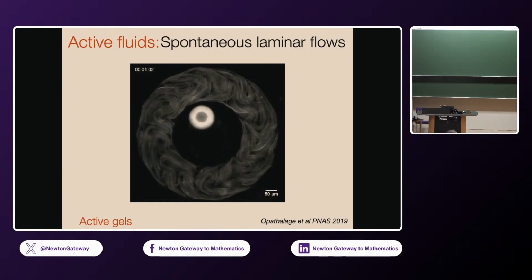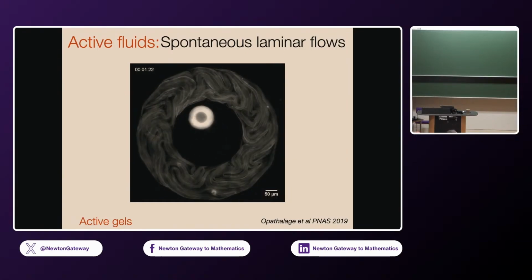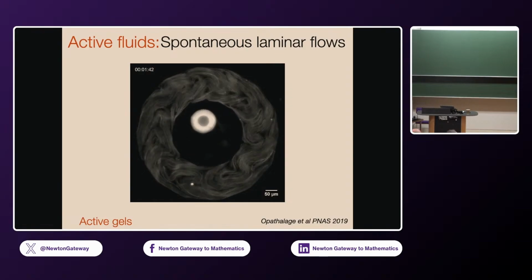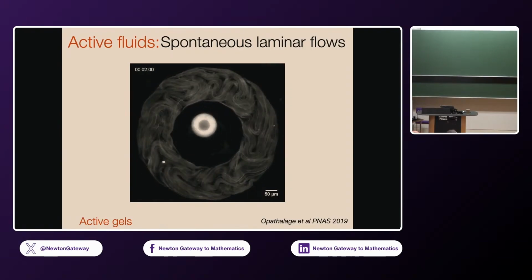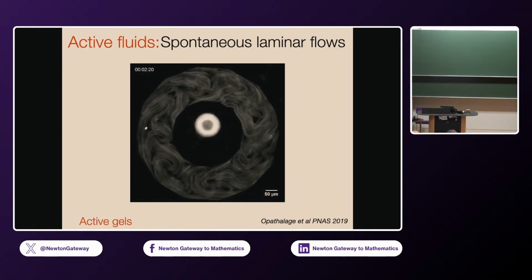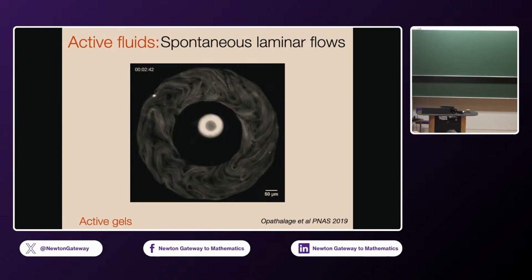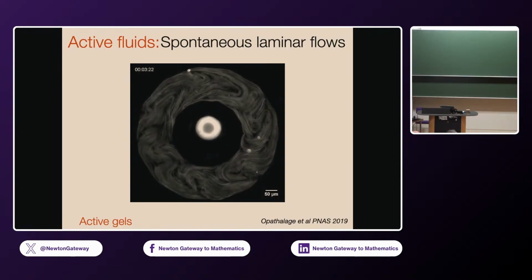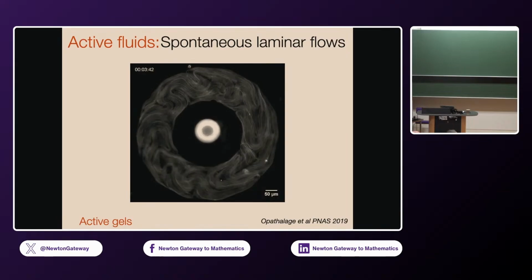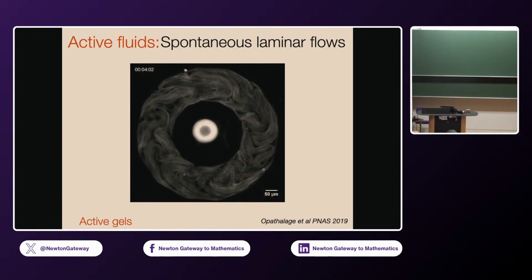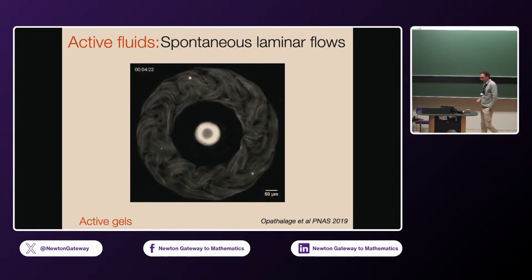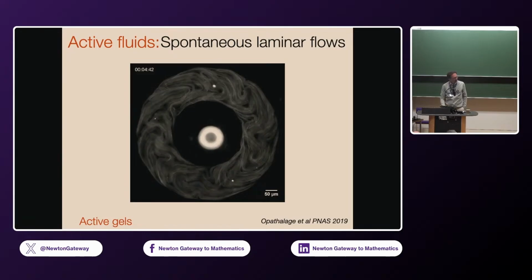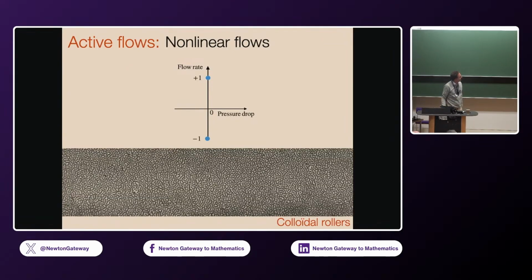They also turn water into an active fluid by adding molecular motors and biofilaments in it. And even though you can see in this video, maybe you can see it, there are lots of fluctuations at short time scales, but on average, you can see that they definitely have a net flux in the clockwise direction. Good. So I've shown you a couple of examples of active fluids.